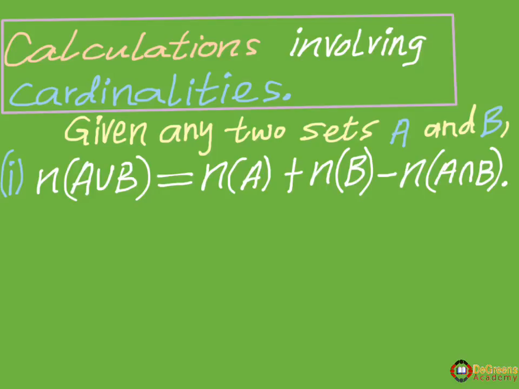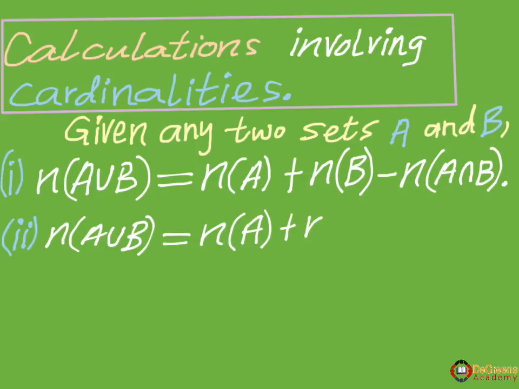So if the set A and the set B do not intersect, we say A and B are disjoint, and that will lead us to the second relation. The cardinal number of A union B, when A and B are disjoint, will be the cardinal number of A plus the cardinal number of B, if A intersection B is an empty set.